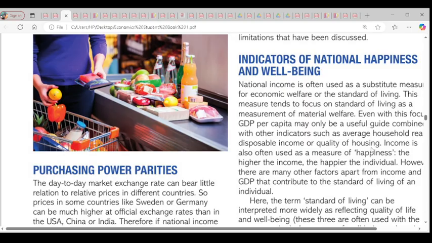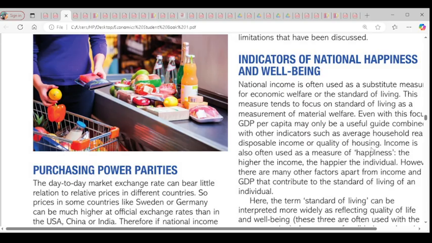One, when we have to measure the well-being of a country, we can use the national income, which means we can use the GDP per capita, which is the GDP divided by the total number of population. So here I wrote, indicators of national happiness and well-being. The national income is often used as a substitute measure of economic welfare. And when we talk about economic welfare, it's still the same as the standard of living. Are you with me? Yes.